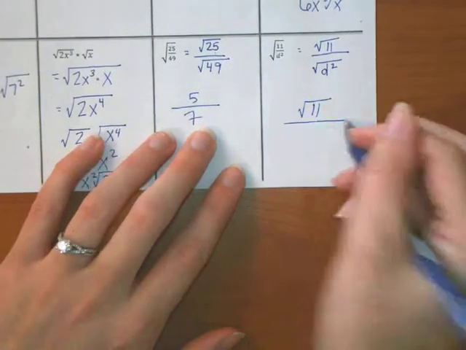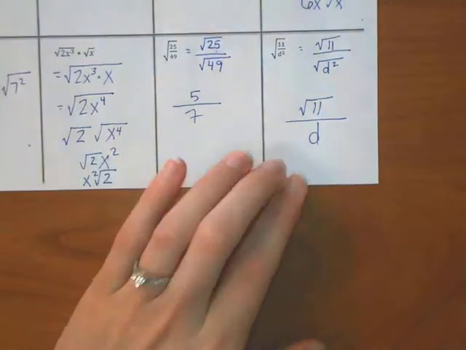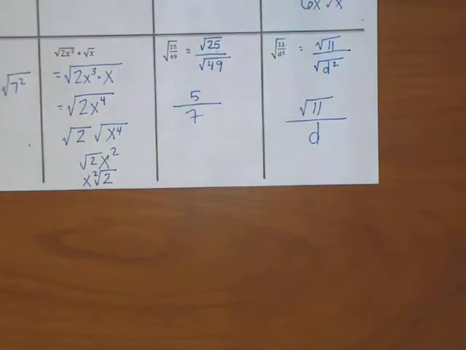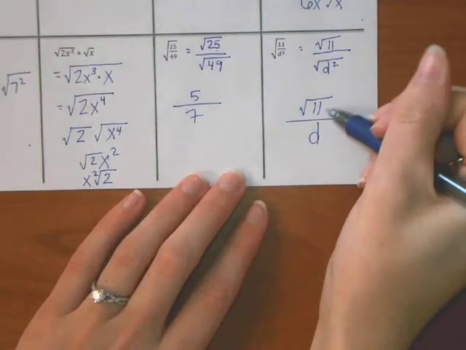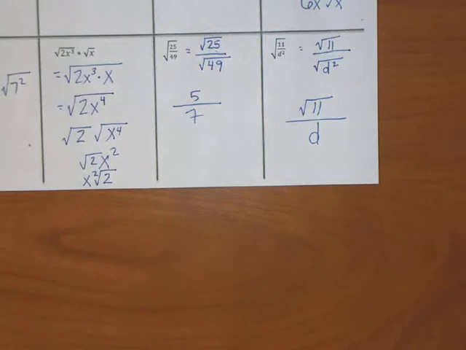Are there any perfect squares that go into d squared? d squared is a perfect square, so the square root of d squared is d. And now the only radical we have is the square root of 11, so we're done. We don't have any fractions under our radical, and it doesn't have any perfect squares, so we're all set.